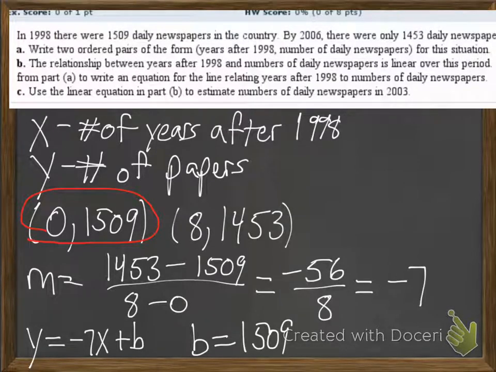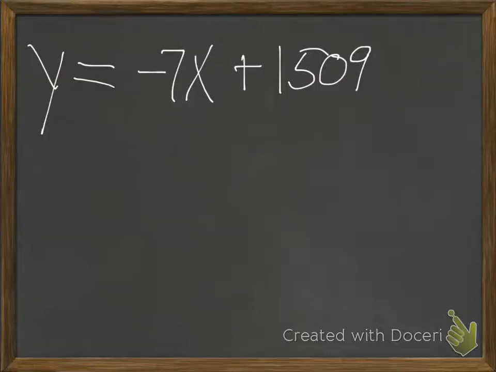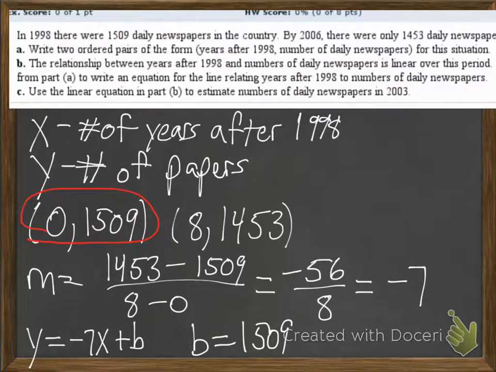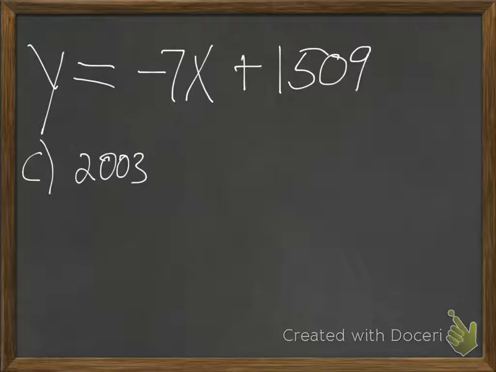Finally, we want to answer the question here in part C. Use the linear equation to estimate the number of papers in the year 2003. Well, we don't just go into the problem and plug 2003 in. We have to remember that x is the number of years after 98. So when we take that 2003, we have to translate that to the fact that they're telling us x is 5.